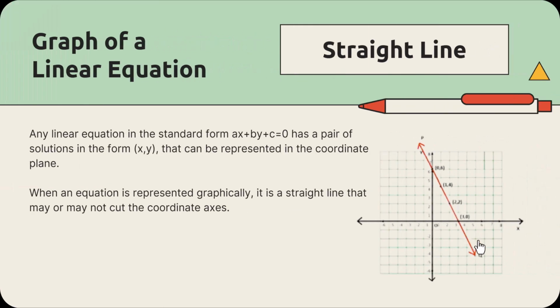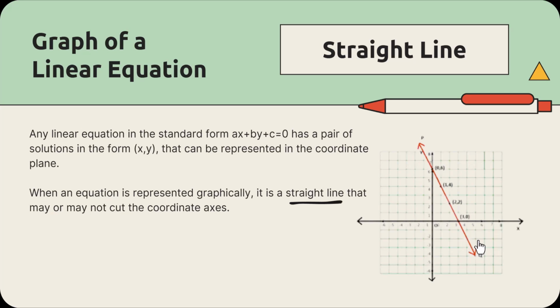So the graph of a linear equation in the standard form ax plus by plus c has a pair of solutions in the form x comma y, and that can be represented in the coordinate plane. So here, when you put x is equal to 0, you'll get a value for y. When you put y is equal to 0, you get a value for x. So to draw a straight line, a linear equation will be a straight line, right? Sometimes it cuts the axis, sometimes it does not cut the axis. It is totally fine, but it will be a line.